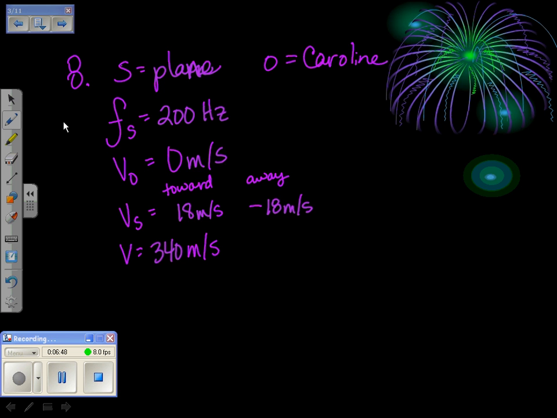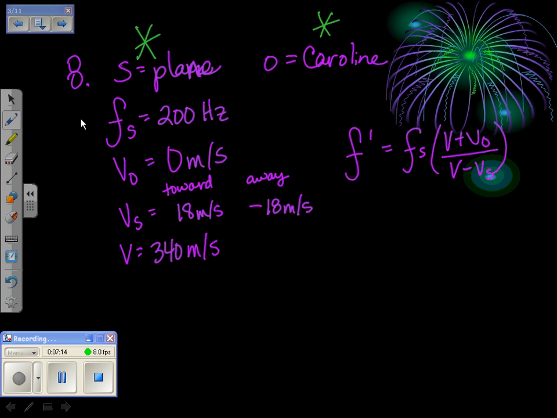We are supposed to, again, solve for F prime equals Fs times V plus V naught over V minus Vs. Okay, since that's the formula, and you've identified everything, all you have to do is plug in information. Again, the most important part of this is that you actually identify your observer and your source so that you can get them taken care of properly.